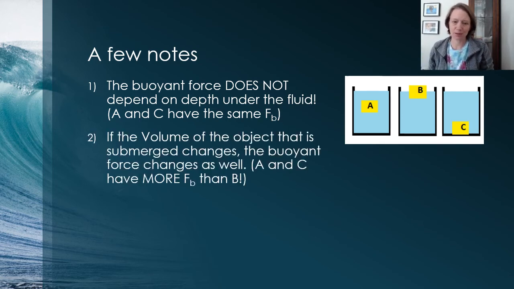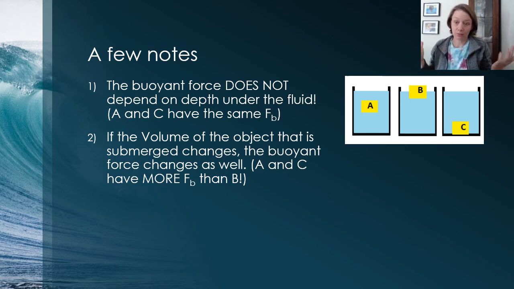Second common misconception is that if the volume of the object changes, the buoyant force changes as well. And in fact, the more volume, the more buoyant force. I think most people would see this and think B has the most buoyant force because it's floating, but actually B has the least buoyant force of these because it's got the least amount of volume under the fluid. So A and C have more and B actually has less.